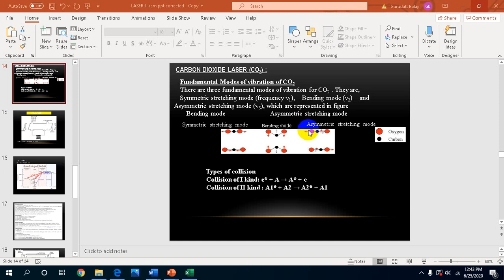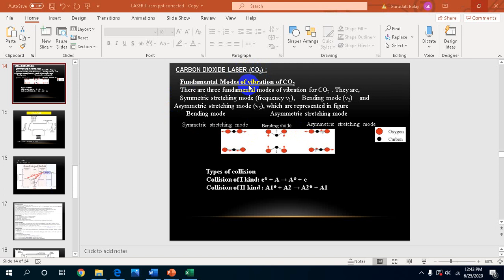Our next topic is the CO2 laser, that is carbon dioxide laser. So what kind of laser is it? It is a molecular gas laser. Before going to understand the construction and working of the CO2 laser, first we need to understand the modes of vibrations.